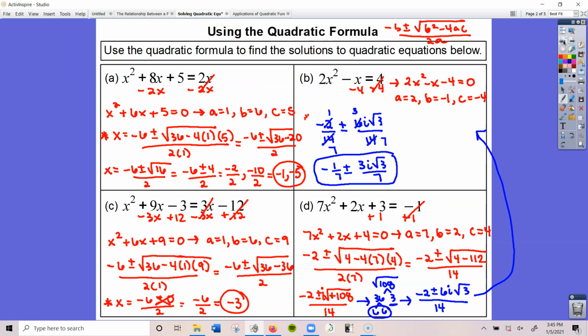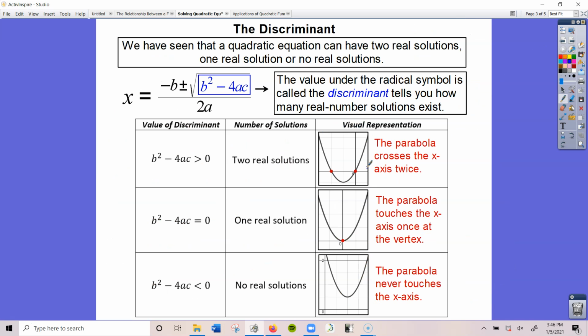So just like here, I told you we can have at most 2 solutions. We have this example where we ended up with 2 solutions. We have in C where we ended up with only 1 solution. And then we had D where we ended up with 2 imaginary solutions, meaning no real solution. And that is based on the discriminant on the inside of that radical.